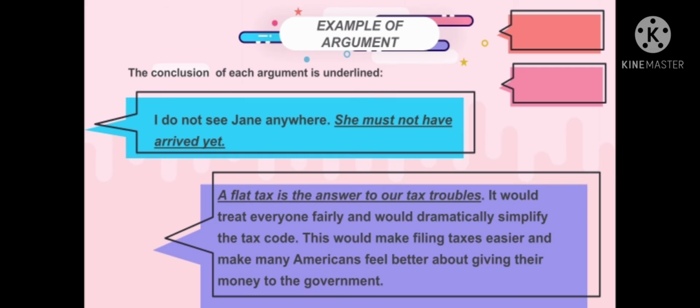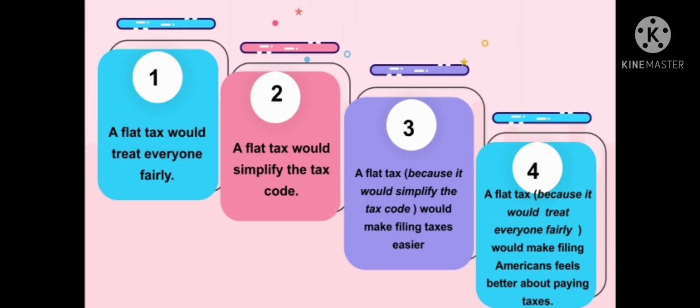Notice that the second example of an argument offers several premises to support its conclusion. Point 1: a flat tax will treat everyone fairly. Point 2: a flat tax would simplify the tax code. Point 3: a flat tax, because it would simplify the tax code, would make filing taxes easier. And point 4: a flat tax, because it would treat everyone fairly, would make Americans feel better about paying taxes. Of course, the more reasonable the premises and the more premises offered, the more convincing and effective the argument.